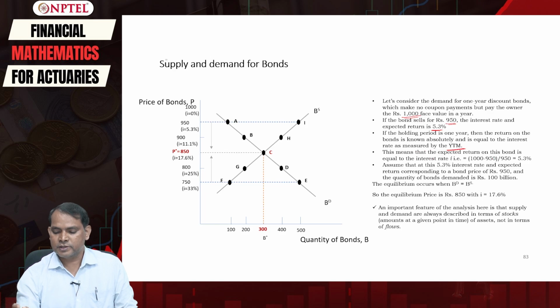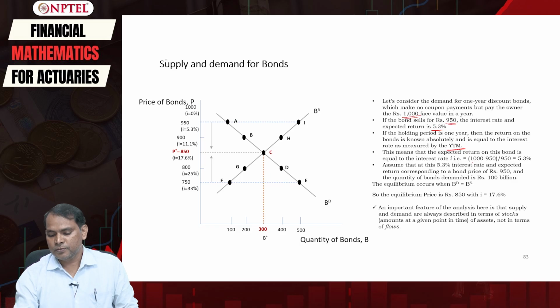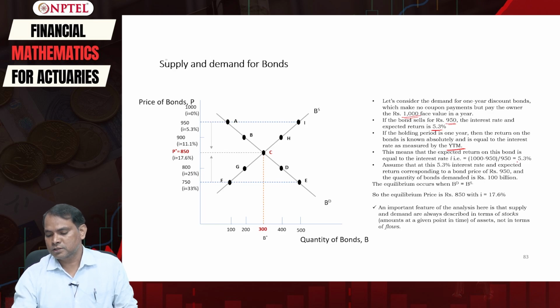This means that the expected return on this bond is simply equal to the interest rate i, which we have already computed here as 5.3%. How did we compute it? Simply, this will become 1000 minus 950, that is, the face value or redemption value minus the purchase price, divided by the purchase price. It is simply the way we compute the return: (Pt minus Pt−1) divided by Pt−1, multiplied by 100 to get the percentage term. In this way we will get 5.3%.